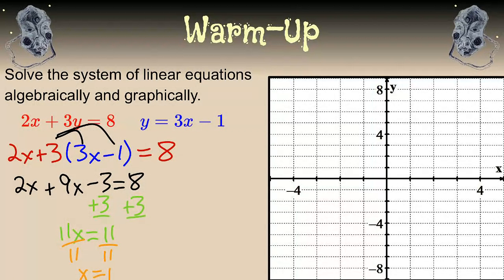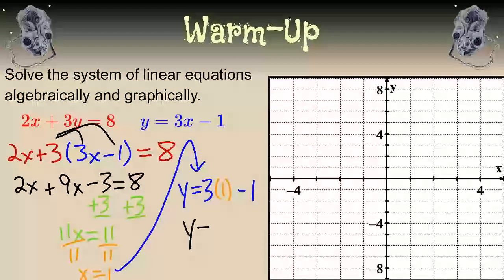But remember, when we're talking about a system of equations, we're talking about an xy coordinate pair, so we have to solve for y. And we can solve for y in any one of our original equations. This one's already solved for y, so I'll do that one. So we're going to plug in y is equal to 3 times x minus 1. Well, we just found that x, in this case, for our solution is 1. So we get y is equal to 3 minus 1, or y is equal to 2.